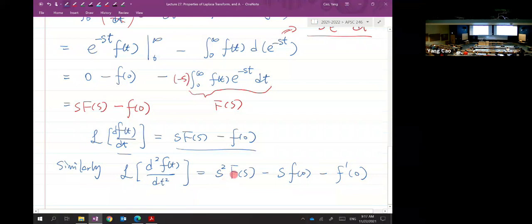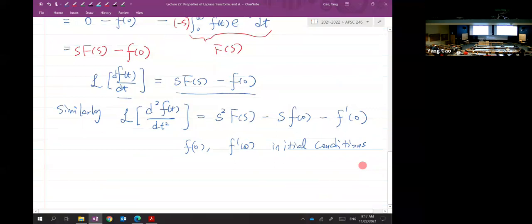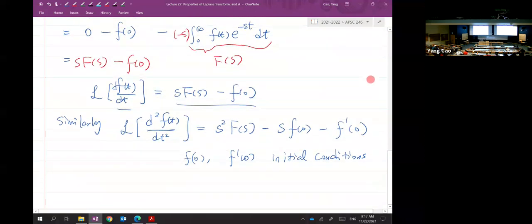So you look at the right side, right? Everything is known. You will be able to get the capital F of s. If you have the time function, you certainly can calculate its value at f of 0, and you certainly can calculate its derivatives at t equal to 0. So f of 0 and f prime of 0, we call them initial conditions. You will be able to solve this kind of question. Okay, so that's time differentiation.